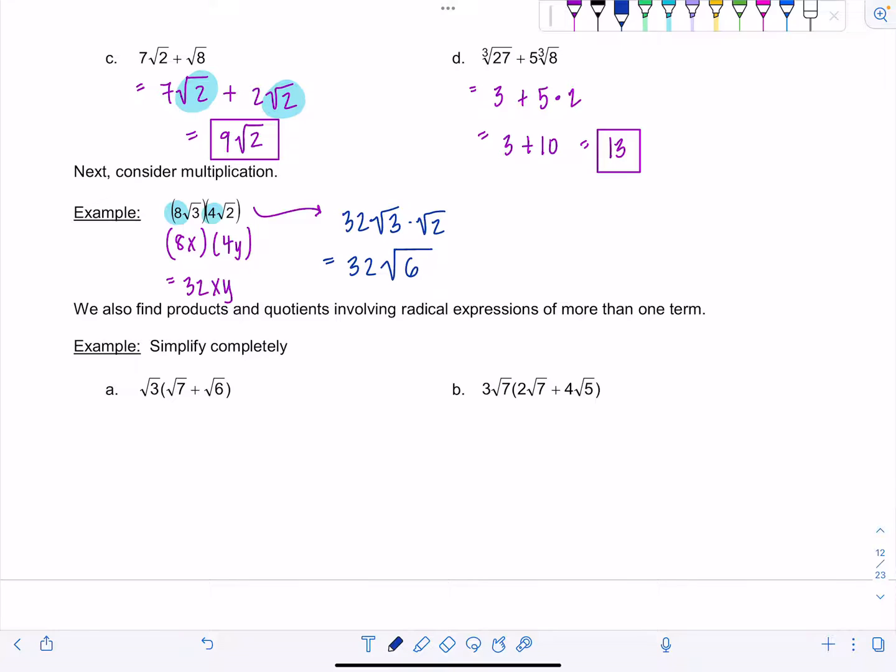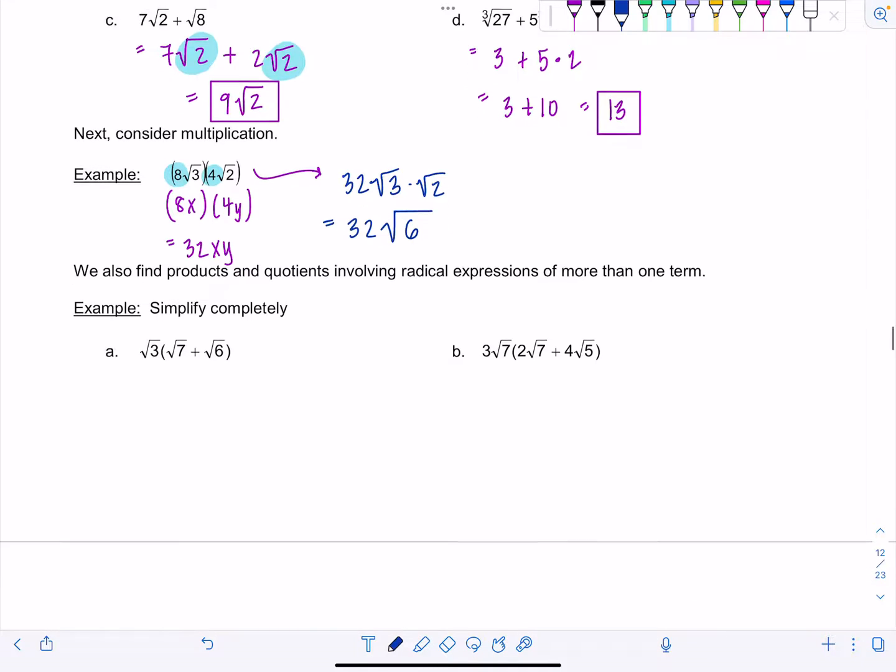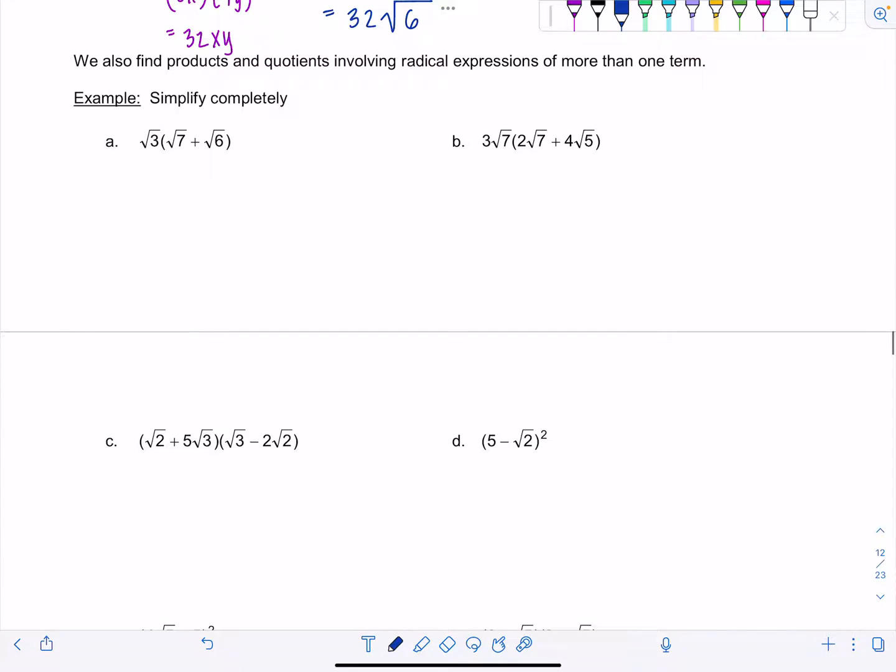Think of it like they're very cliquish. If you're outside the radical, you only hang out with other people outside the radical. If you're underneath, you only stay with people who are underneath, okay? Good. So let's practice now. And we're going to bust out our distributive properties, foiling, all that good stuff that maybe you haven't thought about in a while, because we're ready to make this fancy.